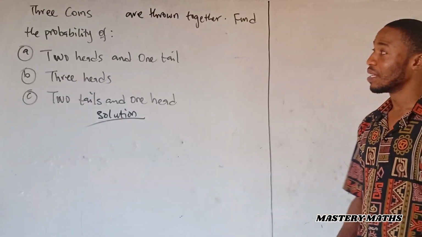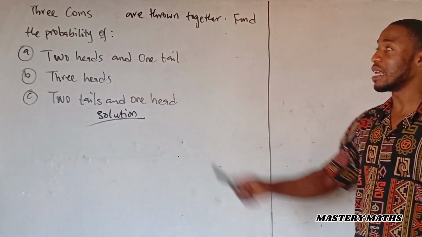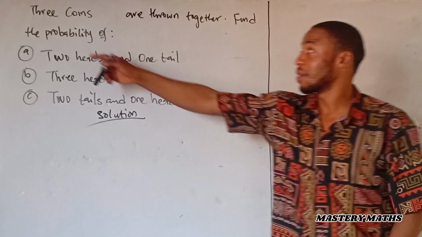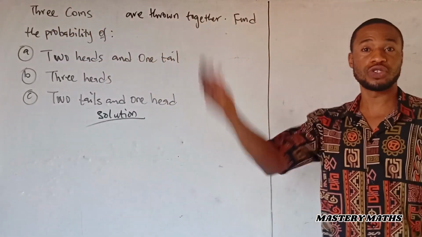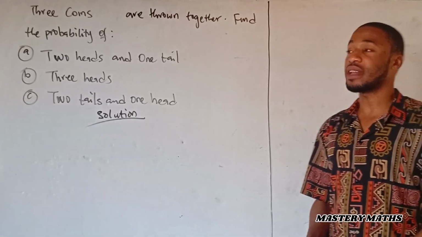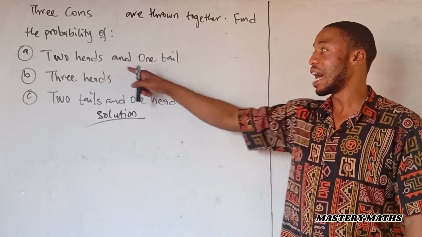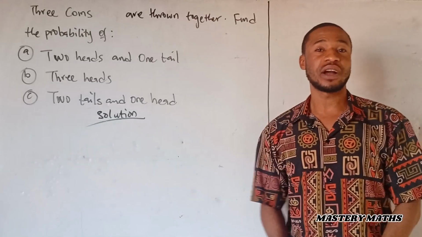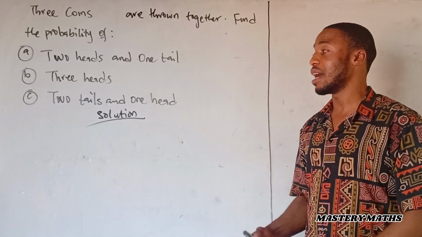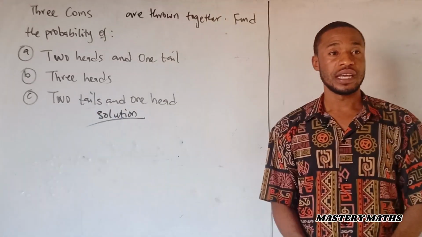Now on the board, we are going to look for 2 heads and 1 tail after a coin is tossed 3 times, 3 coins being tossed together, thrown together. We are being asked to look for 2 heads and 1 tail. Then after that, we look for 3 heads. Then we also check for 2 tails and a head.